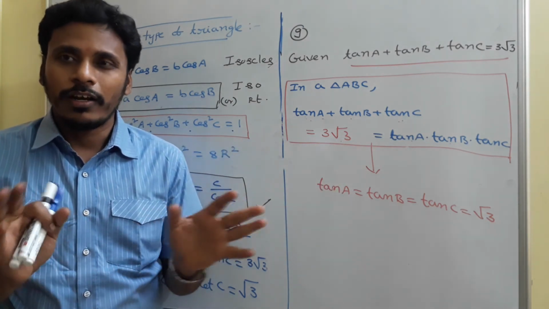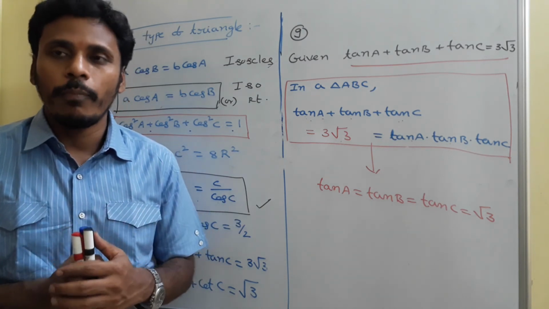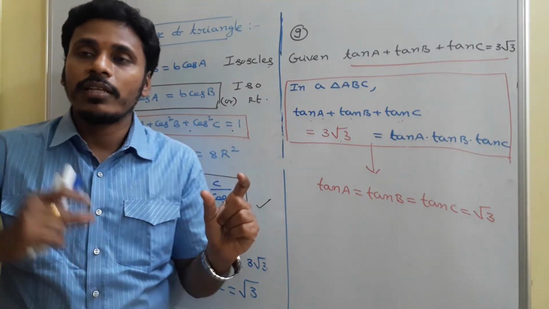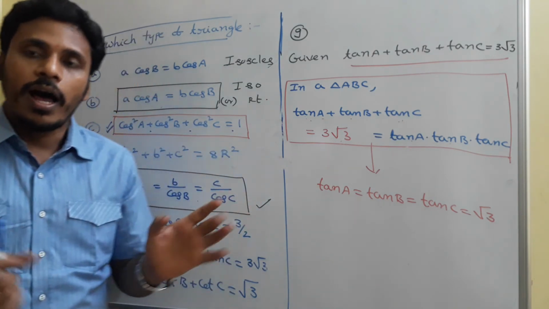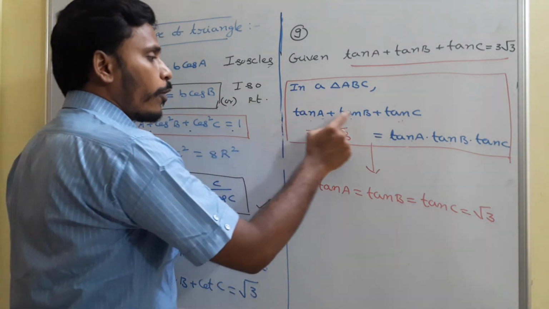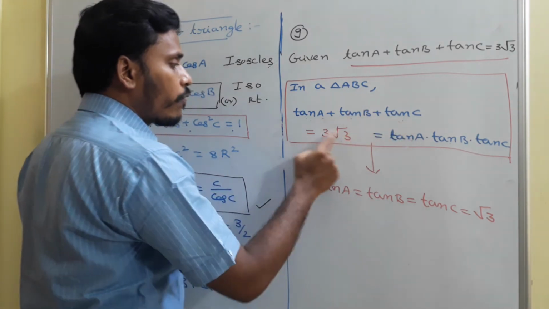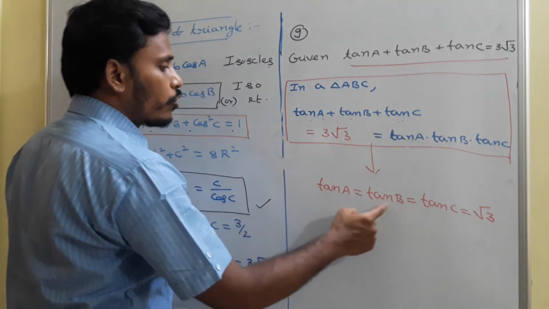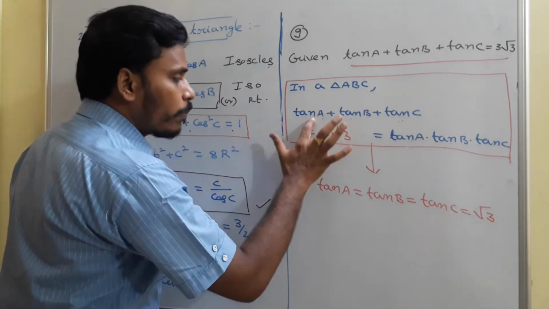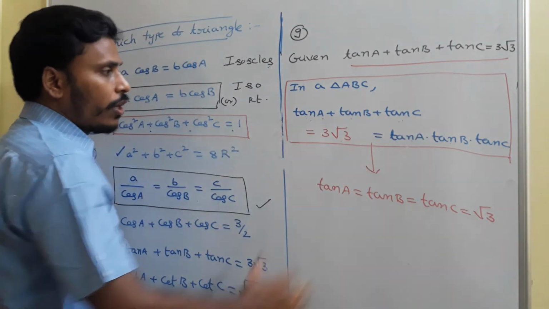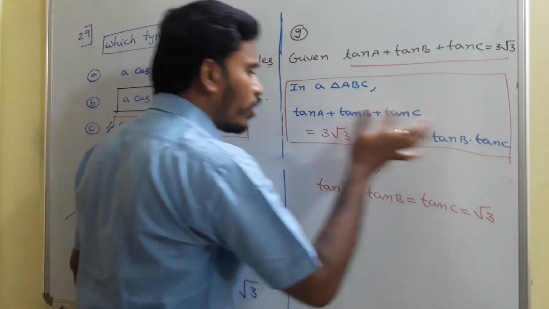So if you are confused about that, just leave it, no problem. If the arithmetic mean is equal to the geometric mean, then those three numbers are equal. That's one idea. Or otherwise, you may directly guess: since the product of the three numbers as well as the sum of the three numbers is 3 root 3, those three numbers must be equal to root 3. Check it if you need. Root 3 plus root 3 plus root 3 is 3 root 3. Root 3 into root 3 into root 3 is again 3 root 3.